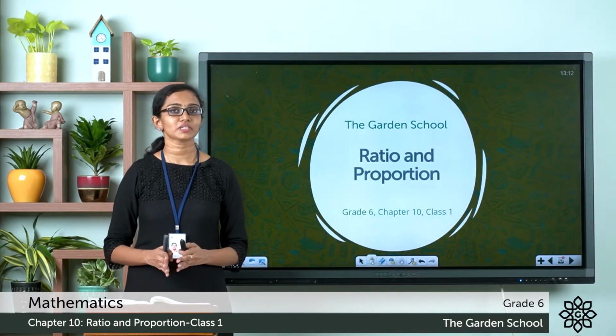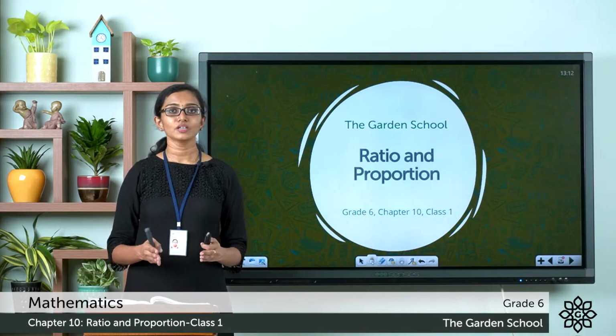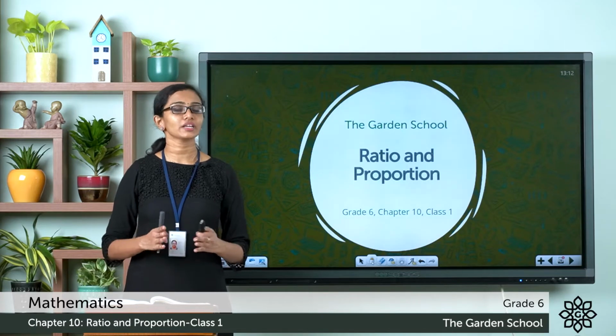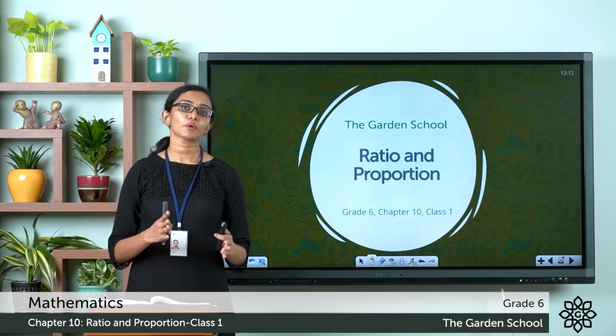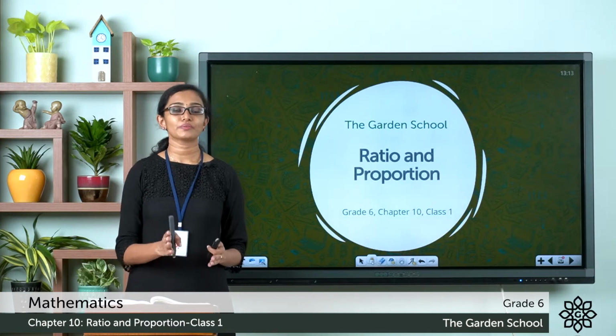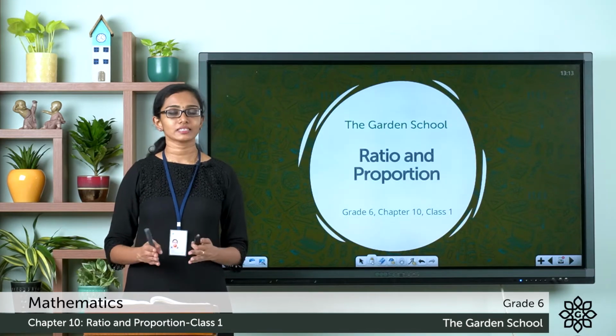So here in this chapter, we are going to learn a way to compare quantities by division, and this is called a ratio. And proportion is about equal ratios. Let's learn more about ratios and proportion later in this chapter.